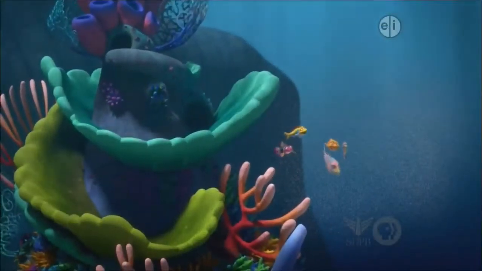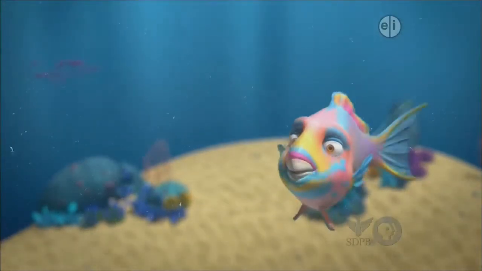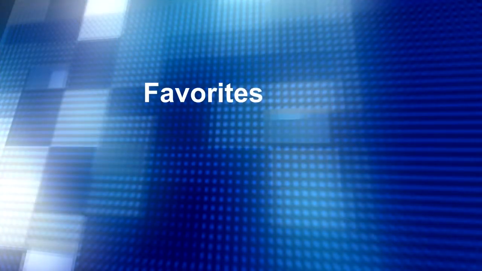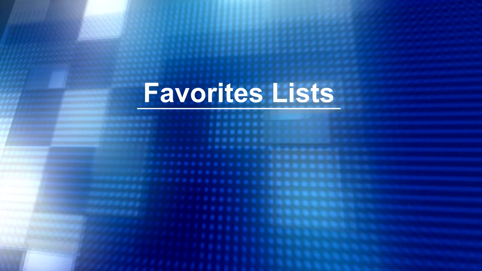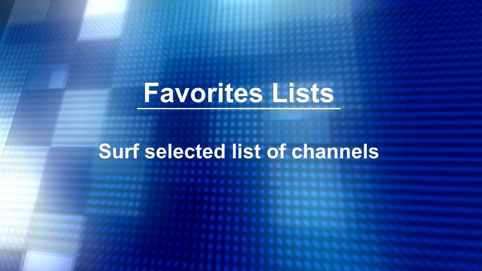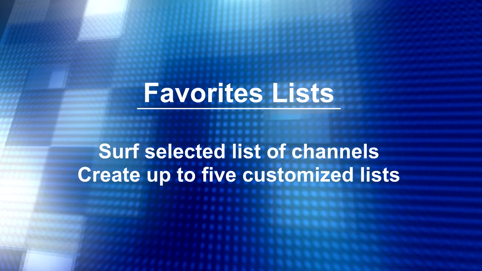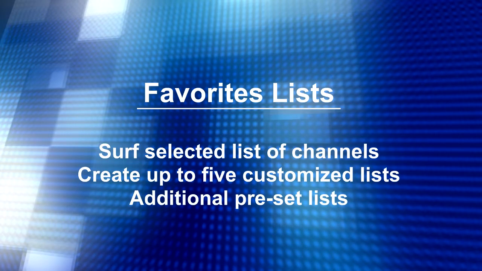There are dozens, even hundreds of channels available for viewing, but most people watch just a few of their favorites. Your service allows you to create favorites lists within your guide in order to surf selected lists of channels. You can create up to 5 customized favorites lists, in addition to several that are preset within your service, such as sports and kids programming. Here's how to create and work with them.